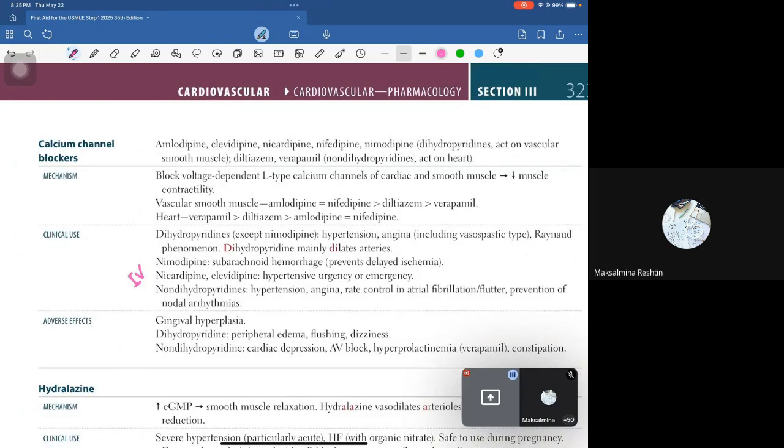Right, now the side effects. The most important side effect is gingival hyperplasia. There are main drugs that cause it. One is phenytoin, another is the calcium channel blockers, and third is cyclosporine, right? We give cyclosporine for transplant rejection, right?